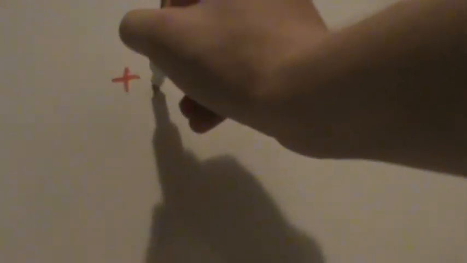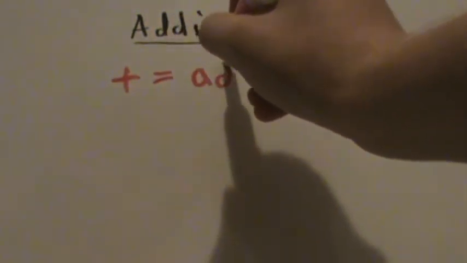Hey there guys, today we're going to learn how to add both positive and negative numbers. I think the most important place to begin is learning the symbol for adding. The symbol for adding is a plus sign. This is its symbol, and its word form is adding.